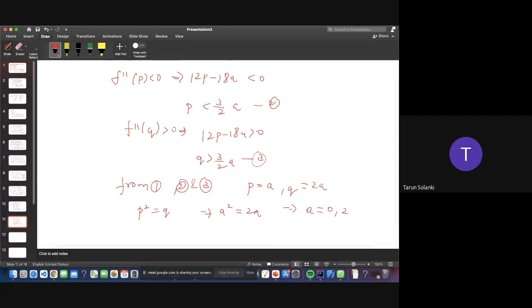But for a equal to 0, f(x) is 2x cube plus 1, which doesn't attain a maximum or minimum for any value of x, so we have to reject a equal to 0. 2a to select. So a is equal to 2 is our final required answer.